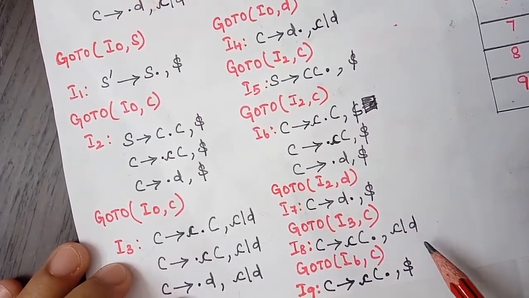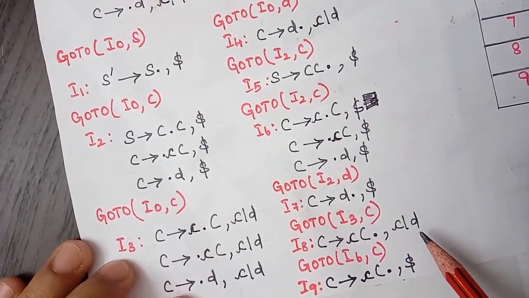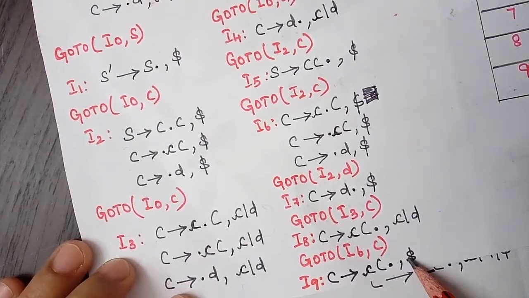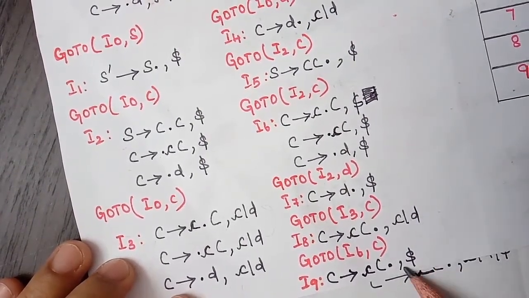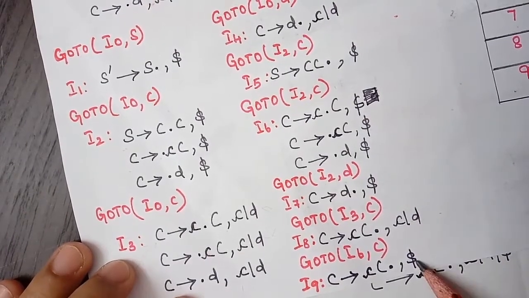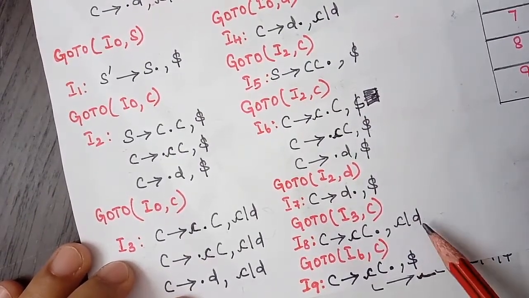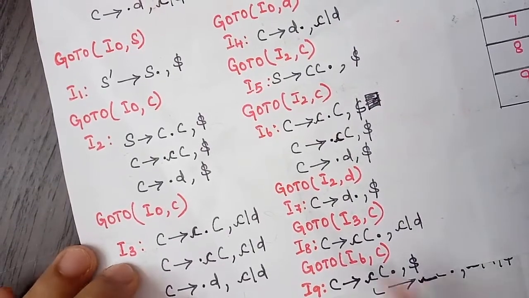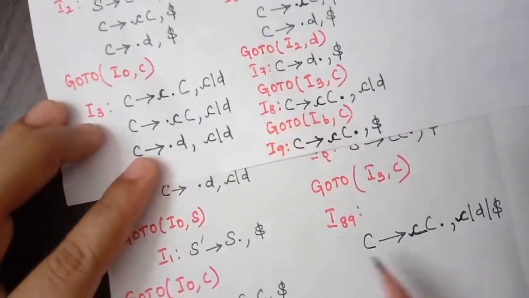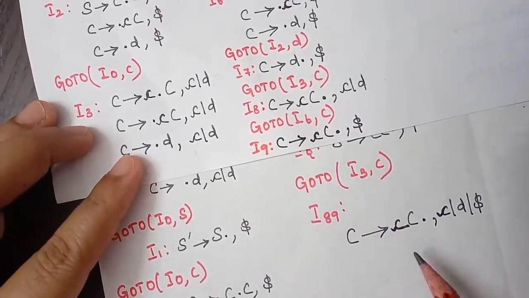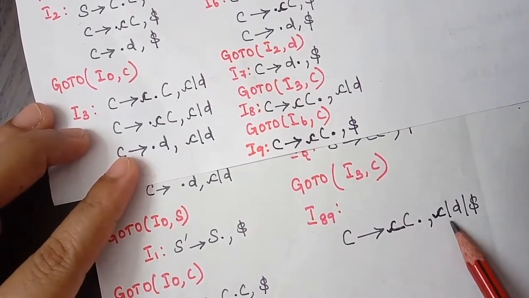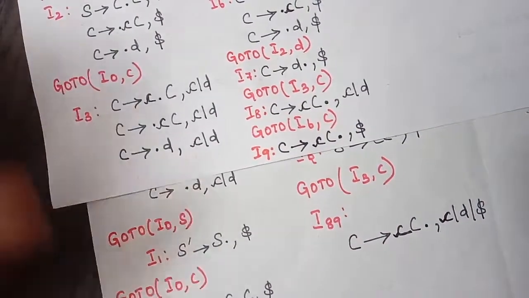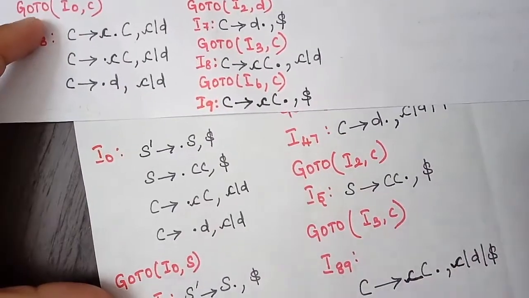Then coming to I8, when we see I8 and I9, these two are the same with different lookahead symbols. So now we can combine these two items into I89, and at last we got I89 with the lookahead symbols C, D, or dollar. Now we have all the items. By combining the similar items we got these new items.